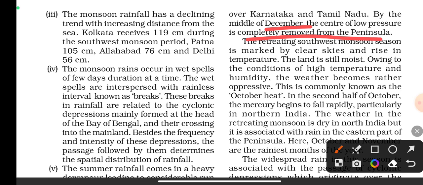The retreating southwest monsoon season is marked by clear skies and rise in temperature. The land is still moist. Owing to the conditions of high temperature and humidity, the weather becomes rather oppressive. This is commonly known as October heat.